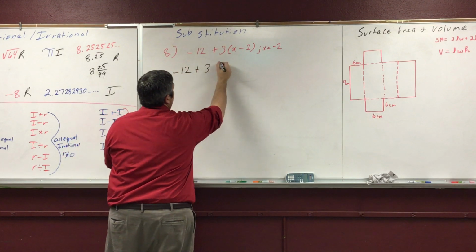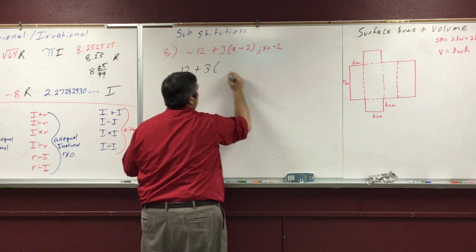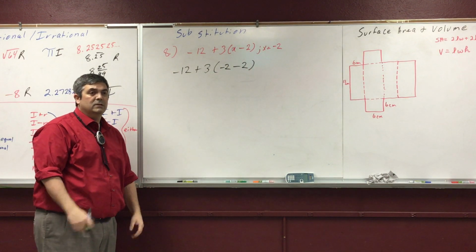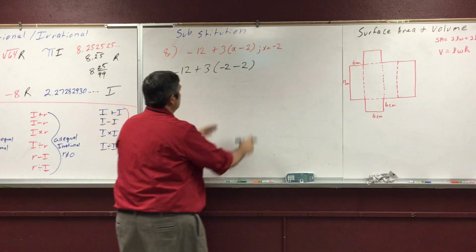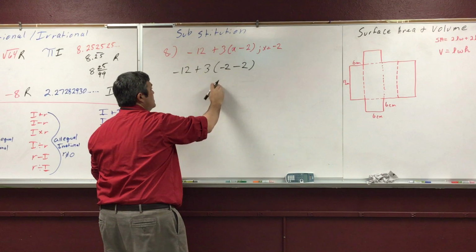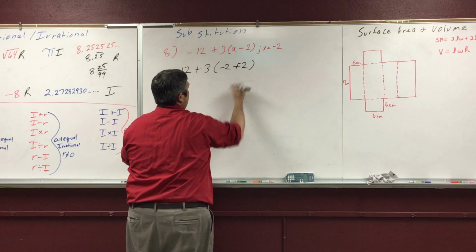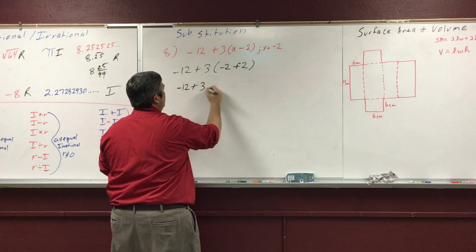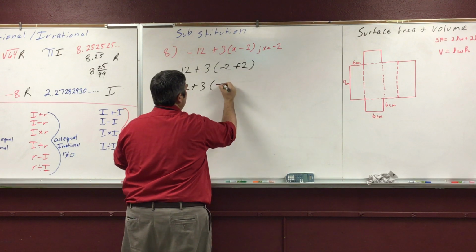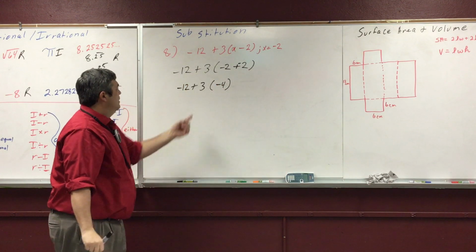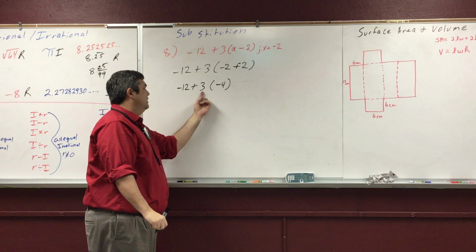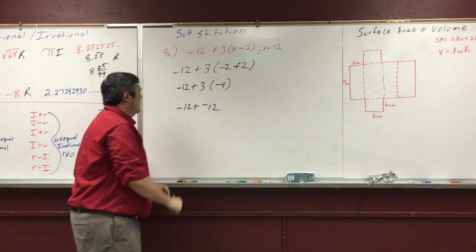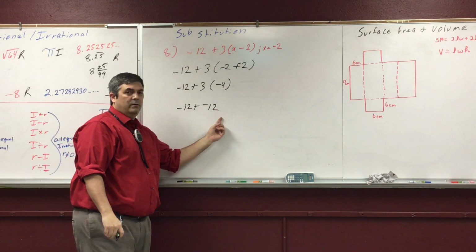So here we go. -12 plus 3 times (-2 minus 2). Now we're just doing order of operations and watching our sign rules. Order of operations tells us to do parentheses first. We're going to go inside the parentheses, -2 minus 2. Then I'm going to put them together, so I'm going to rewrite the problem. -12 plus 3 times (-2 plus -2 gives me -4). And then I'm going to take -4 times 3, which gives -12. And now I've got -12 plus -12.